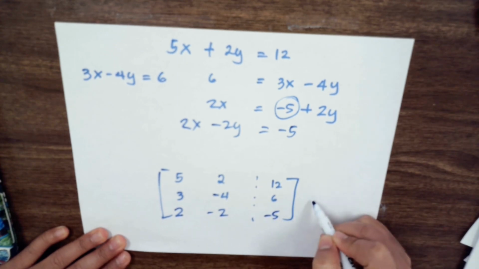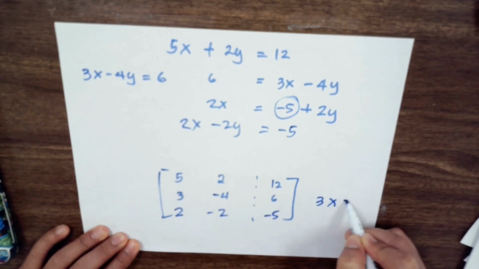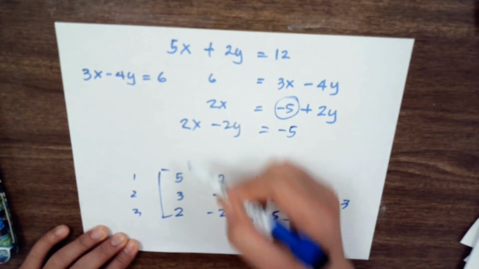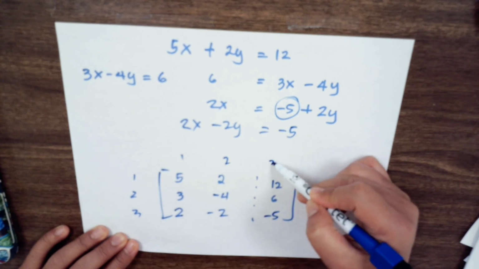So again, this is a 3 by 3 matrix. It has 3 rows, 1, 2, 3, and 3 columns, 1, 2, 3. And that's it.